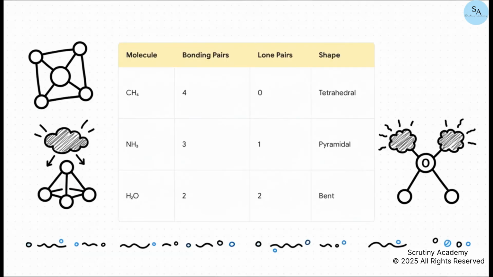Now check out this table. It really shows you the power of those lone pairs I mentioned. In methane, you have 4 bonding pairs and 0 lone pairs, so they spread out perfectly into that tetrahedral shape. But look at ammonia. It's got 1 lone pair, and that lone pair is extra pushy. It squishes the 3 other bonds together, creating that pyramid shape. Water is even crazier. It has 2 super powerful lone pairs that shove the 2 hydrogen bonds even closer together, giving water its famous bent shape.